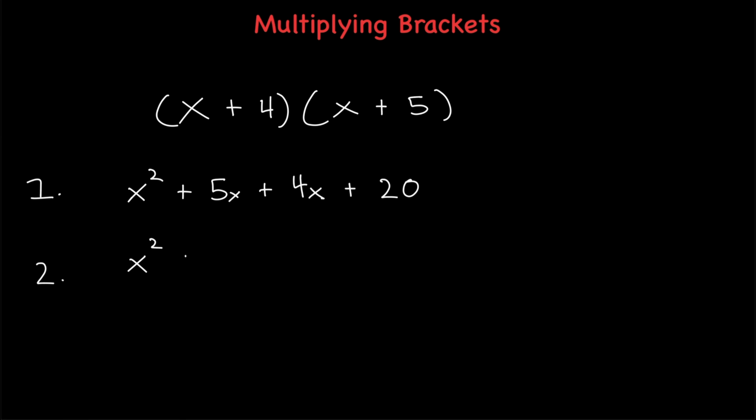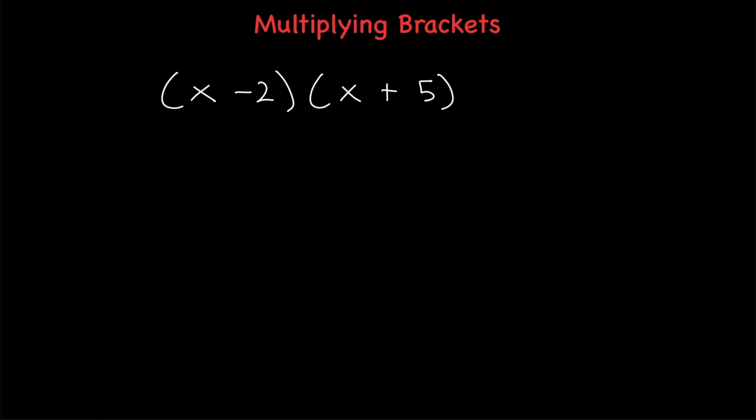X squared, 5x plus 4x is 9. So we have 9x plus 20. And that is how you expand the two brackets in this question. For the next example, we're going to multiply x minus 2 with x plus 5.